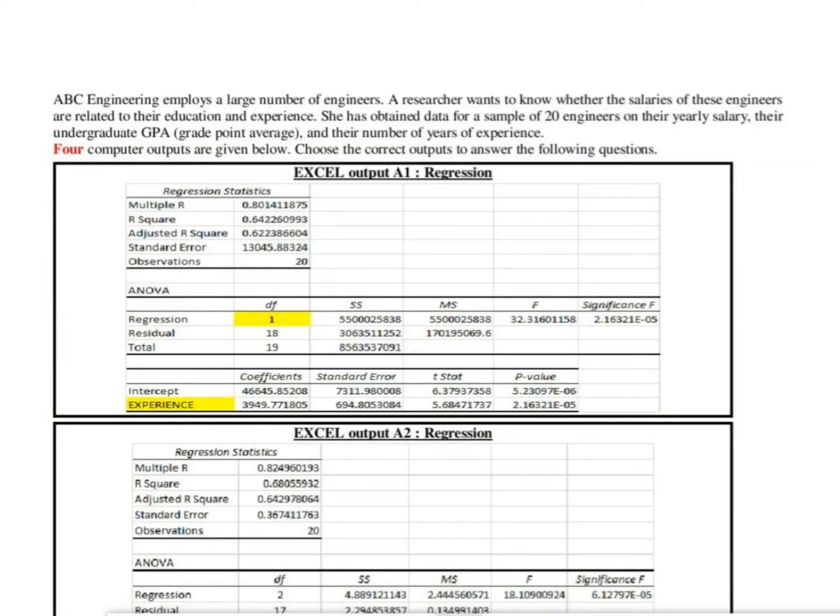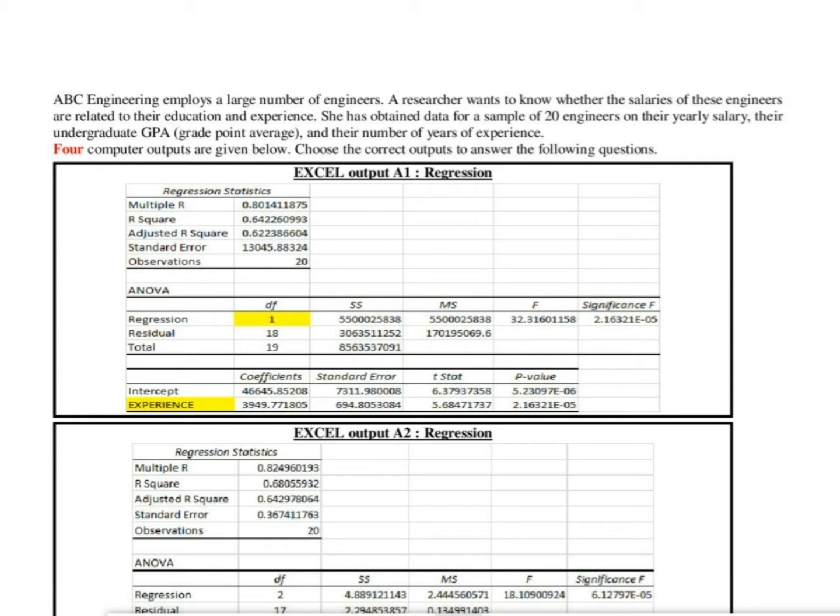ABC Engineering employs a large number of engineers. A researcher wants to know whether the salaries of these engineers are related to their education and experience. She has obtained data for a sample of 20 engineers on their yearly salary, their undergrad GPA, and their number of years of experience. 4 computer outputs are given below. Choose the correct outputs to answer the following questions.